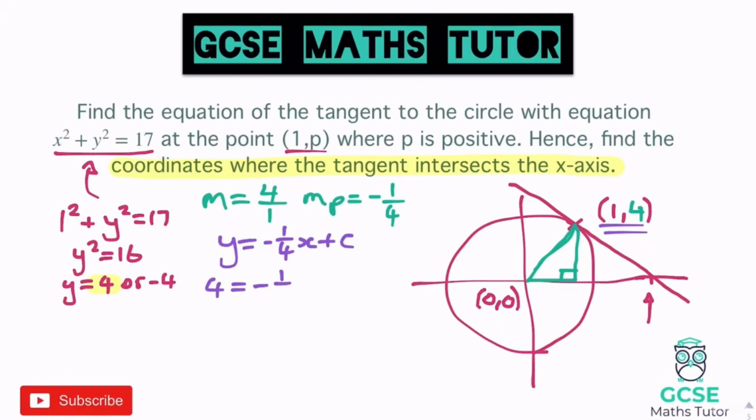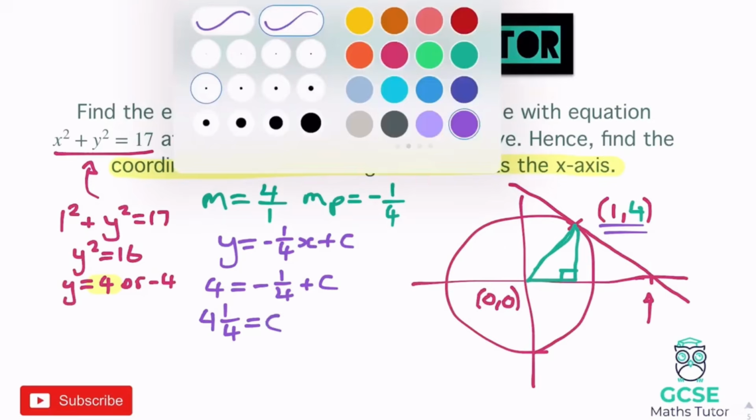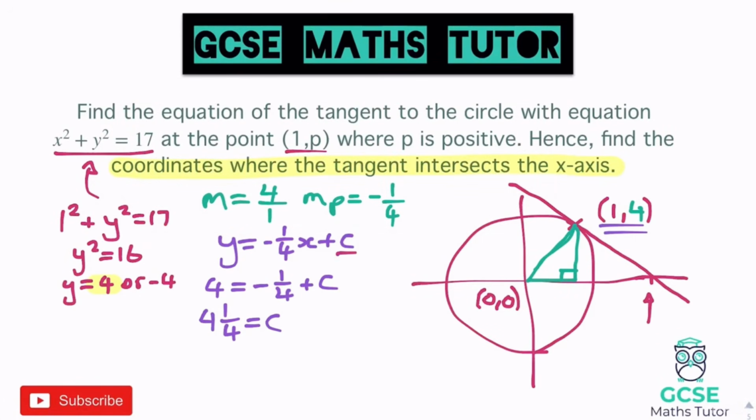so that's quite a nice one, minus a quarter plus c, and then adding a quarter to both sides, we get 4 equals, sorry, I've not actually added the quarter over, add the quarter over, we get 4 and a quarter equals c, and then from there we can write our line equation, plugging that value into c up there. So we get our line equation as y equals minus a quarter x plus 4 and a quarter.